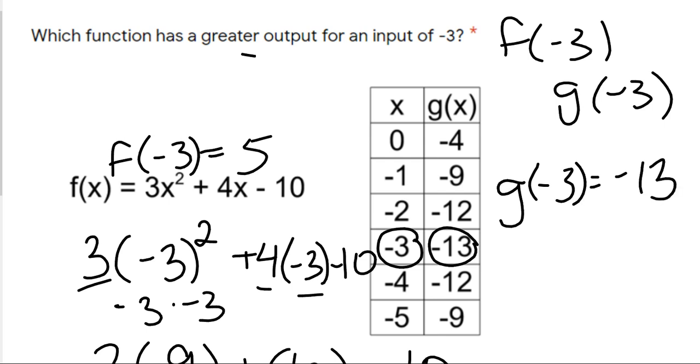That question asks for the greater output. Which one is greater? So that's going to be f of x. F of x is the function that had the greater output because 5, you know, is greater than -13.